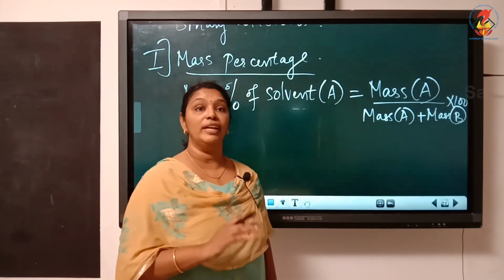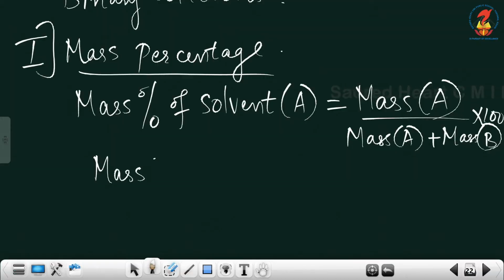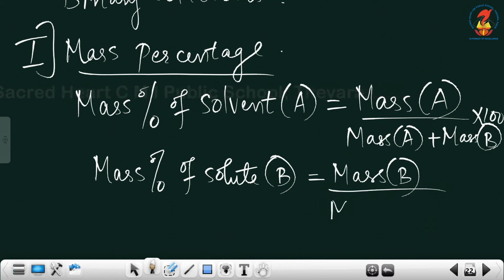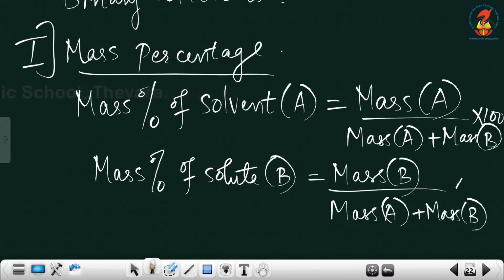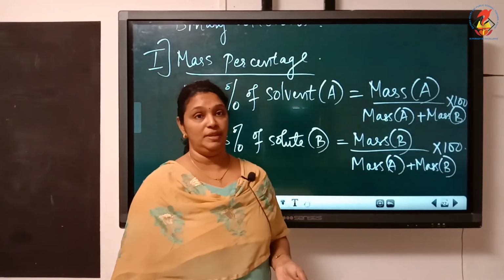Now, suppose we want to find the mass percentage of solute. Solute is denoted by capital B, so it is equal to mass of solute divided by total mass of solution, which is mass of solvent plus mass of solute, into 100. So, this is the expression to find mass percentage.